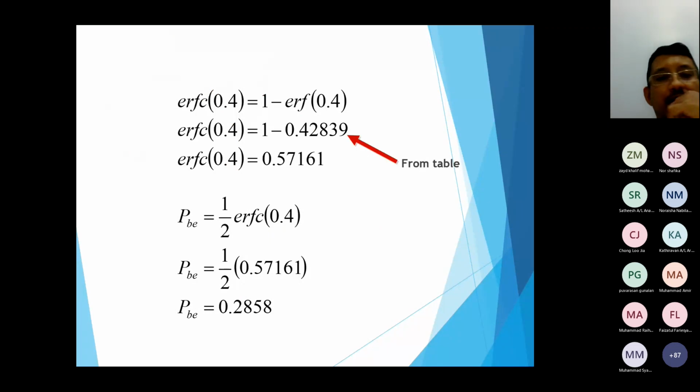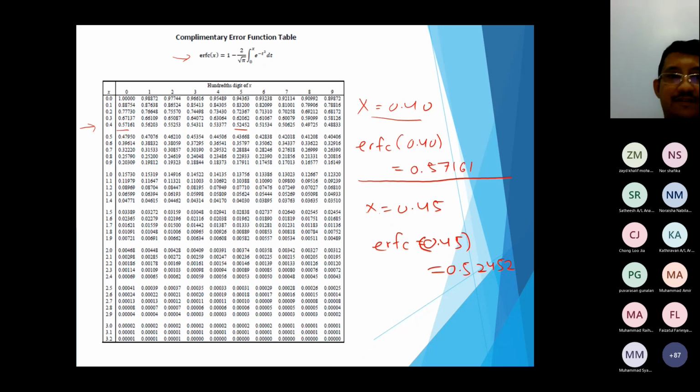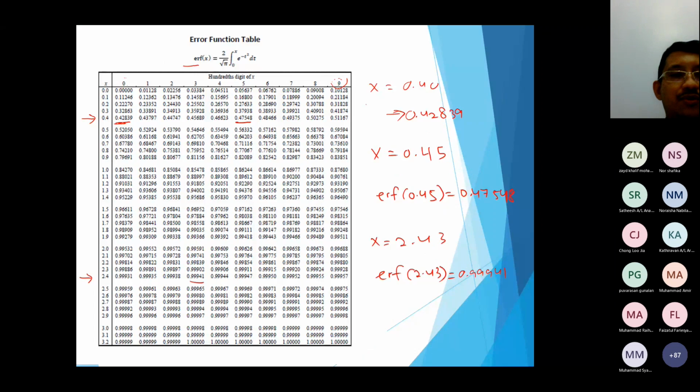So this one, ERFC of 0.4 produces 0.57161. This is what we get from the table. If you want to use the ERF table, you can also do it like this. If you are using the first table, 1 minus ERF 0.4. If you see from the first ERF table, you're going to produce 0.42839.